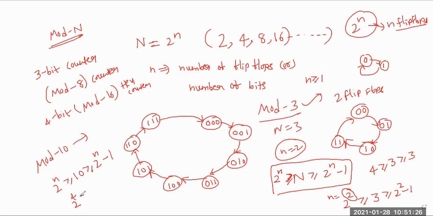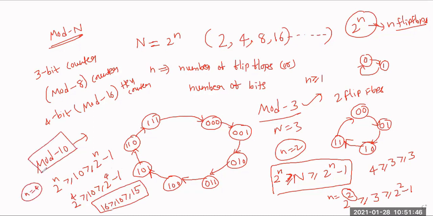సో అందుకని 2 power 4 greater than or equal to 10 greater than or equal to 2 power 4 minus 1. దాని అర్థం ఏంటిది? 16 greater than or equal to 10 greater than or equal to 15. Okay, is that correct? So this condition is satisfied. So when n value is 4, then condition is satisfied. So that's why for mod 10 counter or decade counter I require 4 flip flops.